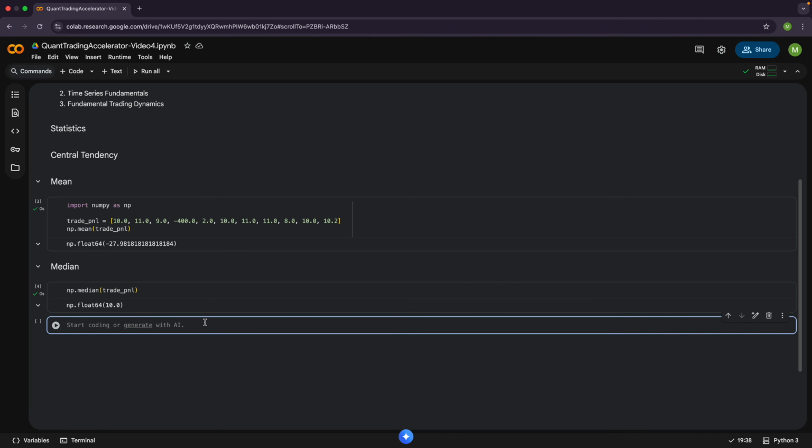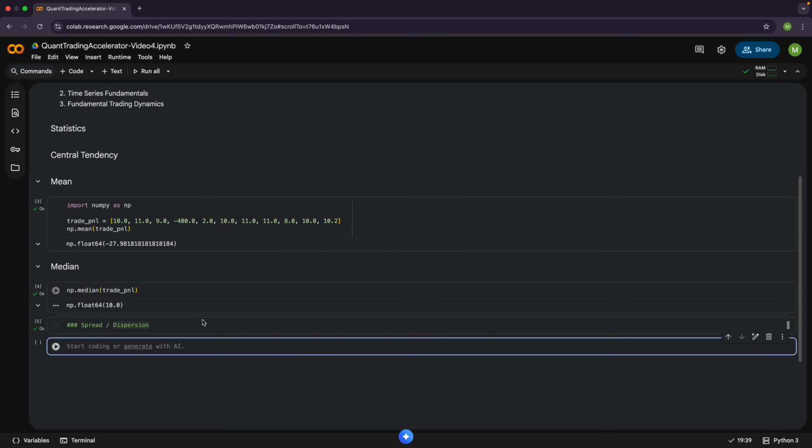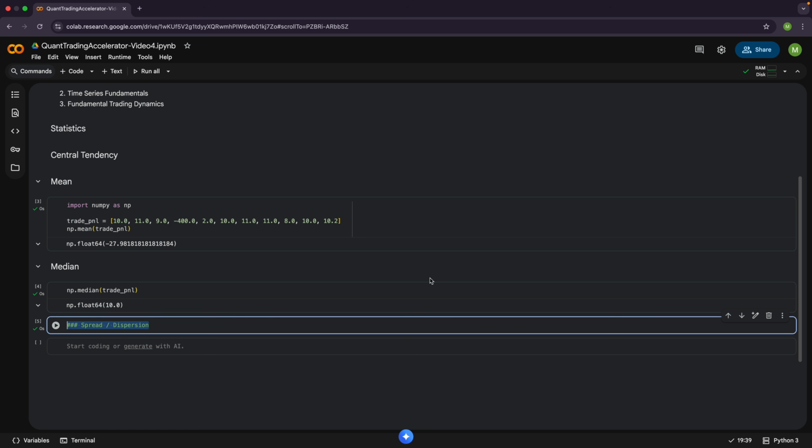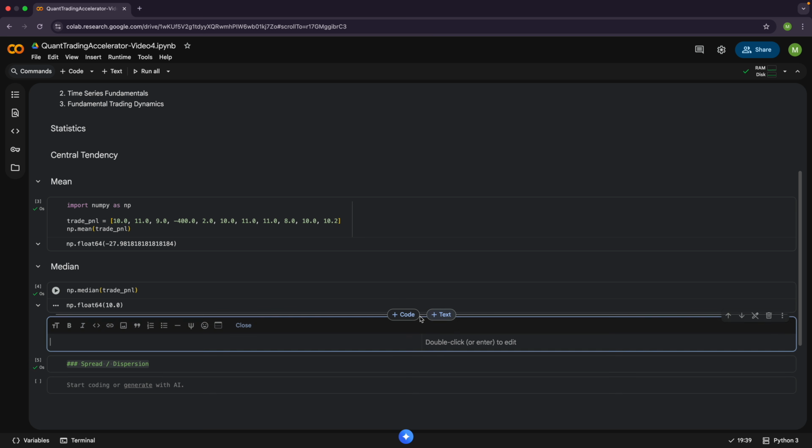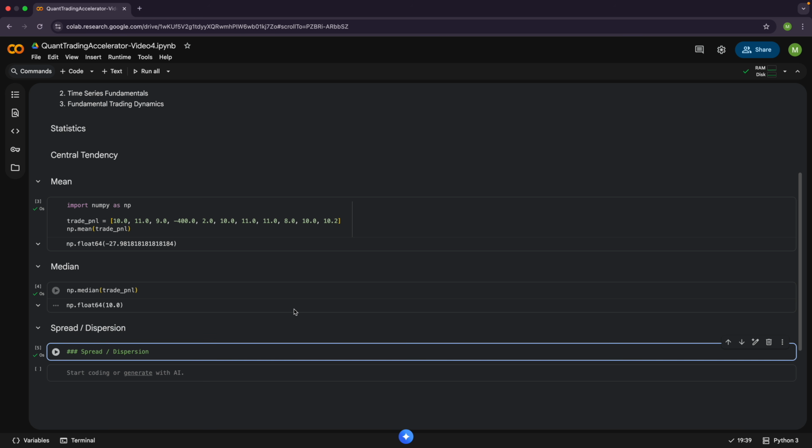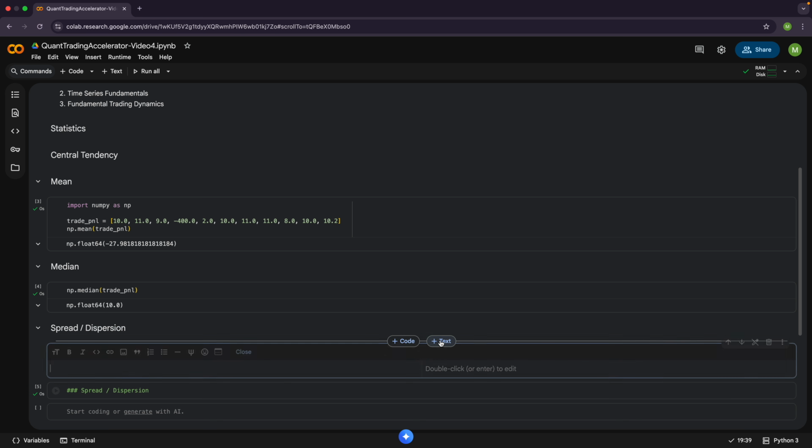And now we need to measure the spread or the dispersion. I'm going to put both spread and dispersion: how far the values deviate from the measure of central tendency. Let me just put this as a text. And the most common measure is the standard deviation.